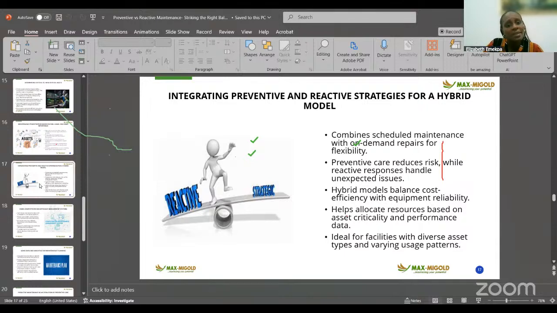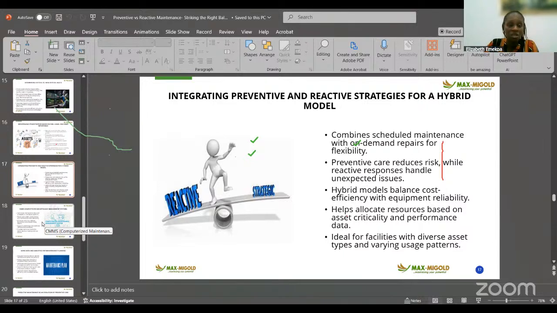If you prevent it by ensuring that you replace that thing when it's due, you will not have any risks to go through, right? But on the reactive side, you have to wait, and then when the thing happens, unfortunately, right? The hybrid model balances cost efficiency and equipment reliability. So when we look at hybrid, we're looking at the cost and we're looking at the equipment reliability.